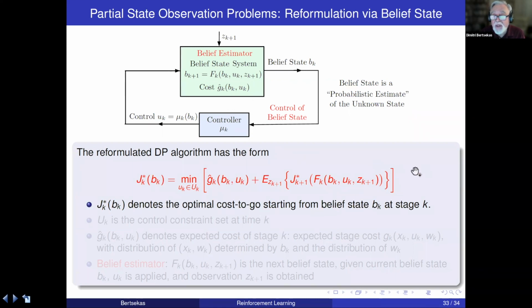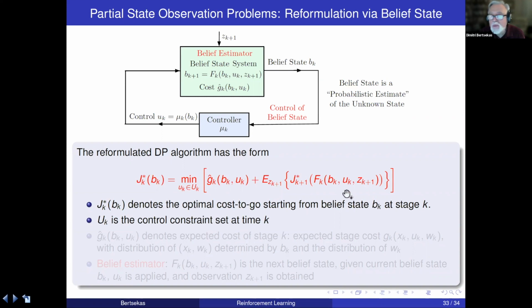This is the reformulation, but it's a much more complicated problem, because the belief state is something much more complicated than the state that you started from. There's a difference between states and probability distributions over states. It's a much more complicated object, and doing an exact dynamic programming computation is simply out of the question. It's impossible, except for some entirely trivial and contrived problems. You cannot do exact computations with exact dynamic programming.